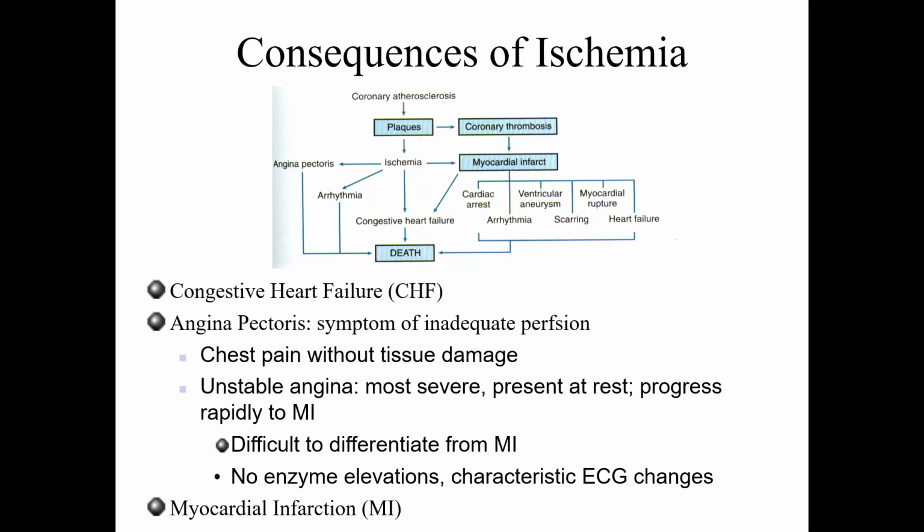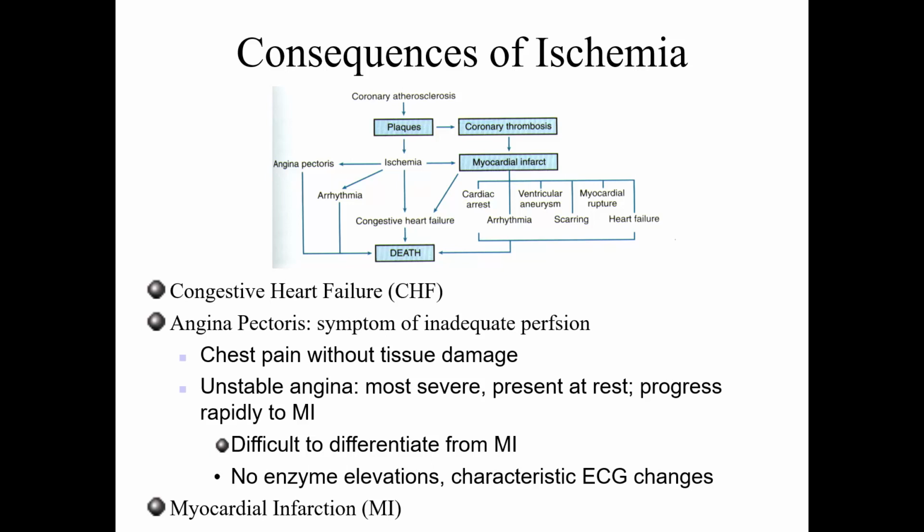Consequences of ischemia. So congestive heart failure, angina pectoris, this is the symptom of inadequate perfusion. We have chest pain without tissue damage. Unstable angina is most severe. It's present at rest and progresses rapidly to a myocardial infarction. It's difficult to differentiate from a myocardial infarction. There are no enzyme elevations or characteristic ECG changes.